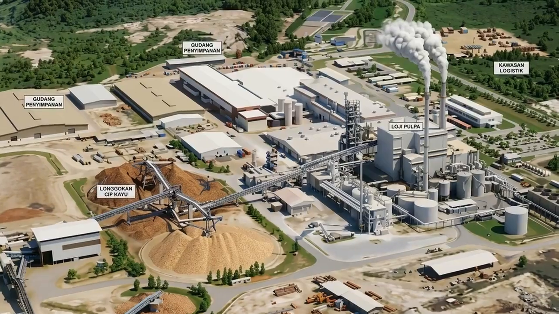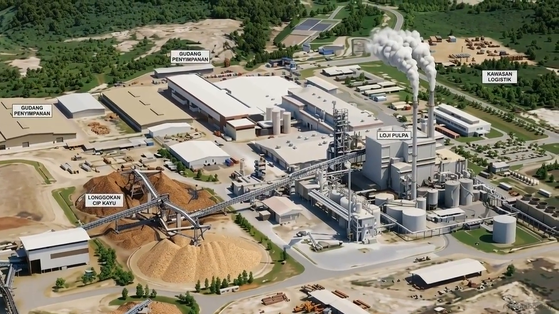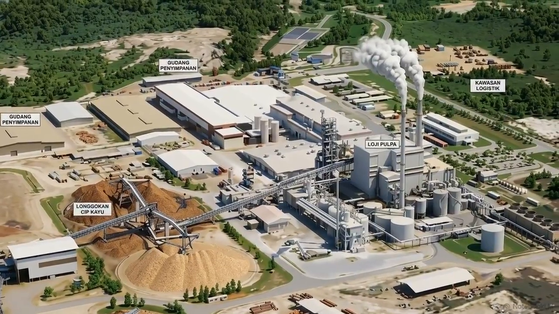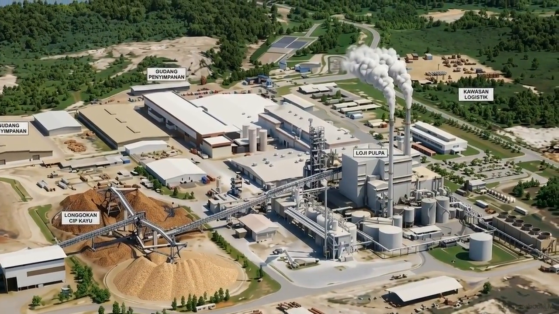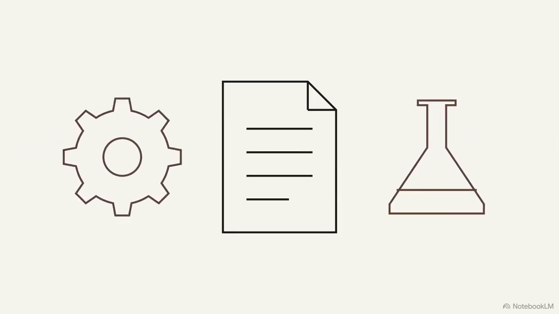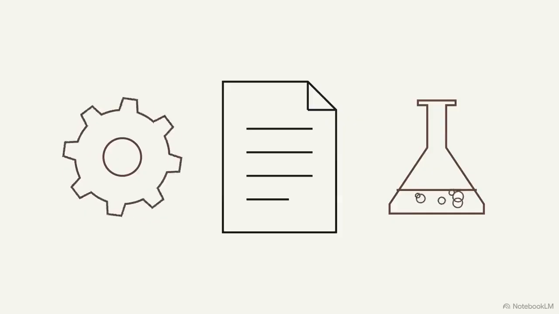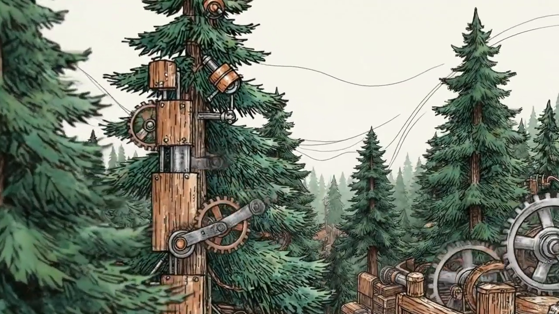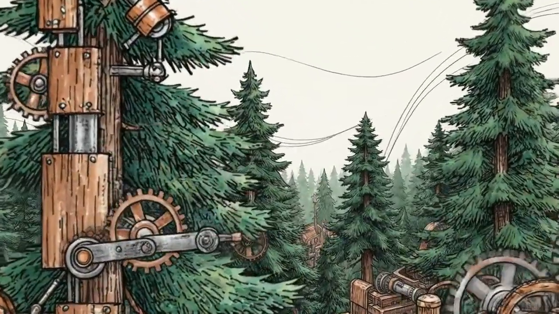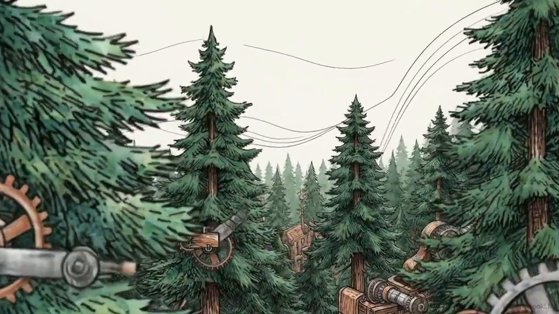The finished jumbo rolls are moved to these storage warehouses. From there, they are packed into shipping containers in the logistics area for global distribution. When you print a document, you are utilizing the output of heavy engineering and precise chemical reactions. Every single page you hold begins its long life deeply rooted in the complex, living ecosystem of a vast forest.